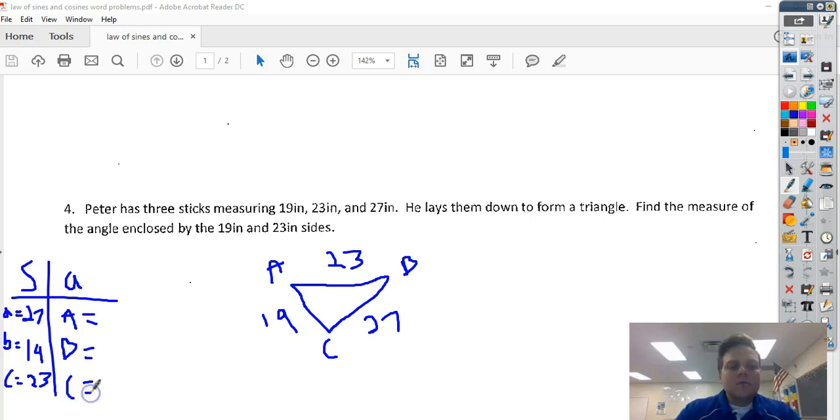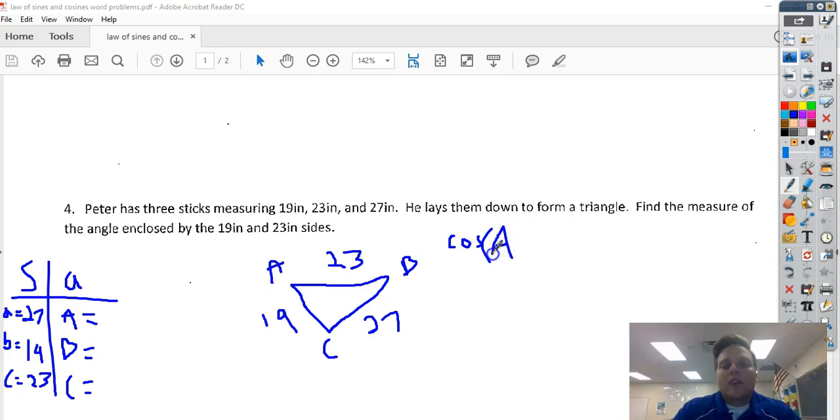Okay? So then I do not have a pair of opposites. So since I don't have a pair of opposites, the only thing I can link into is law of cosines. Now, what am I solving for here? An angle. That's correct. So if I'm trying to solve for an angle, and I'm going to use law of cosines, then I should use one of the ones where I get to say cosine of an angle. Now, it says between the 19 and 23 sides. Which angle is that? Formed by the 19 and 23 sides. That's angle A. So I could say cosine of angle A.